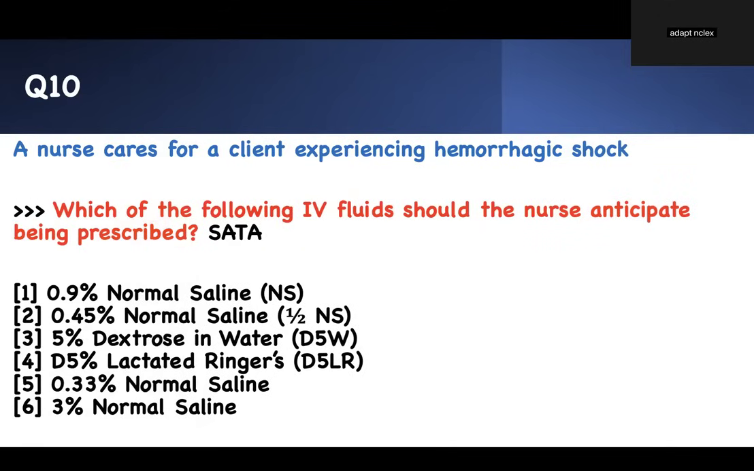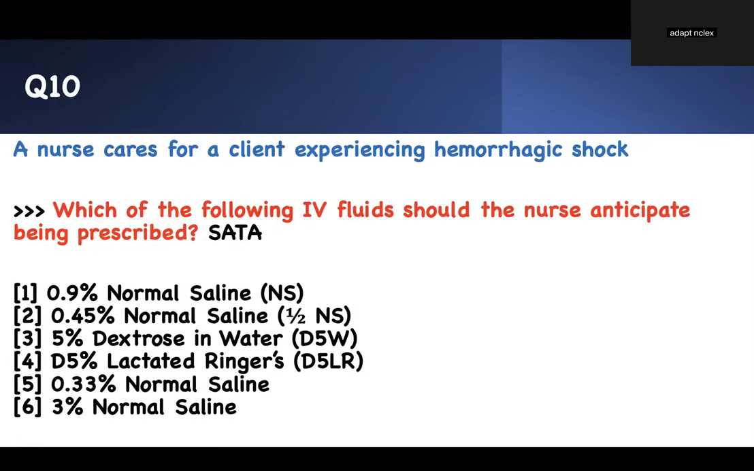And the last one. This is the other question to teach you. I've already answered this one, but that is the way you can figure it out. Which of the following IV fluids should the nurse anticipate being prescribed in the care of a client experiencing hemorrhagic shock? What fluid would you give this patient? Think about it. Shock is hypoperfusion. That means they're losing blood somewhere, or they lose fluid somewhere, or the blood pressure is low and they're tachycardic. What fluid will you give to a patient who has hemorrhagic shock?